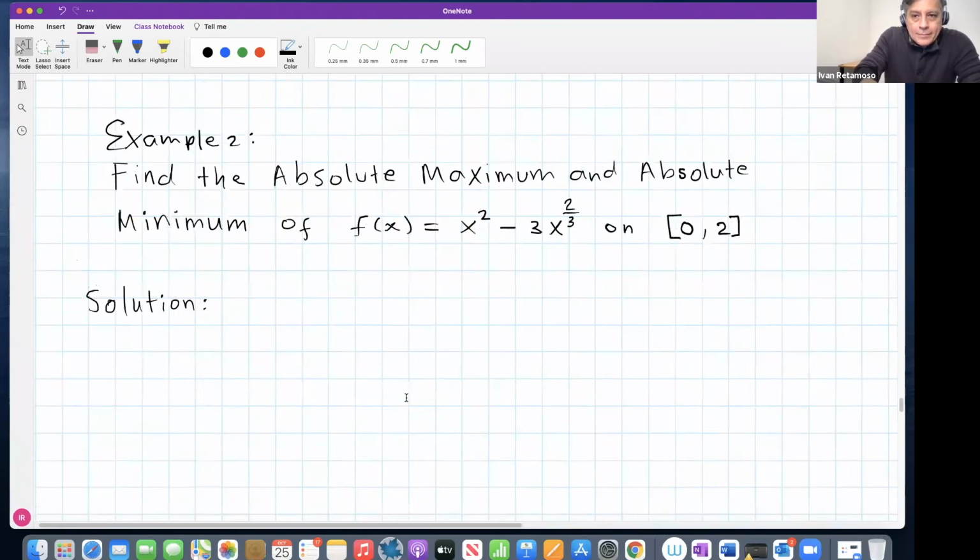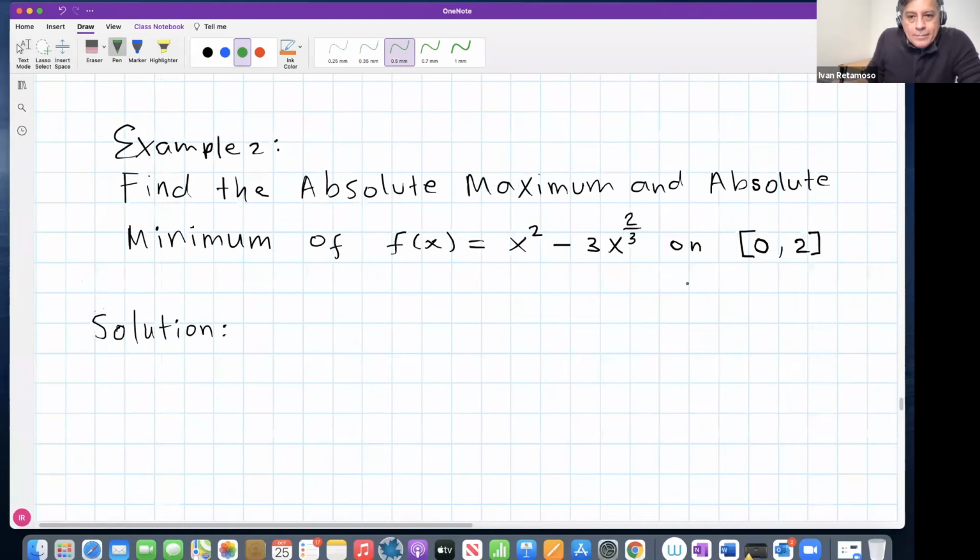Example 2 says, find the absolute maximum and absolute minimum of this function, x squared minus 3 times x raised to 2/3, fractional exponent, over this interval from 0 to 2. Let's do it. All right, so step 1, we are supposed to find the derivative, right? The derivative is always the first step because it will take us to our critical points. So derivative first.